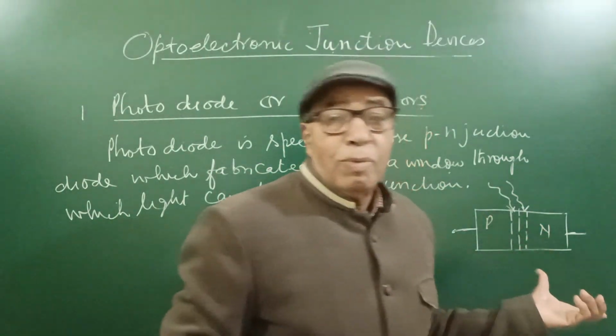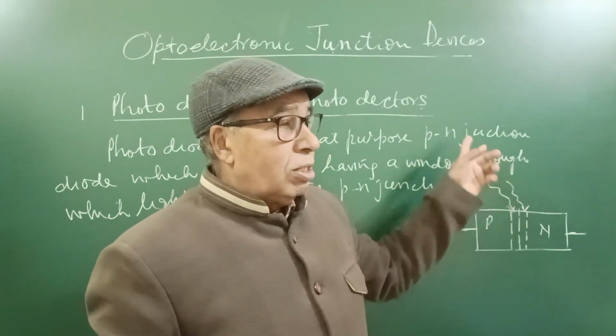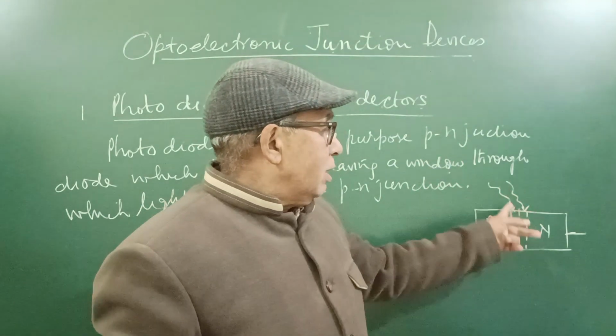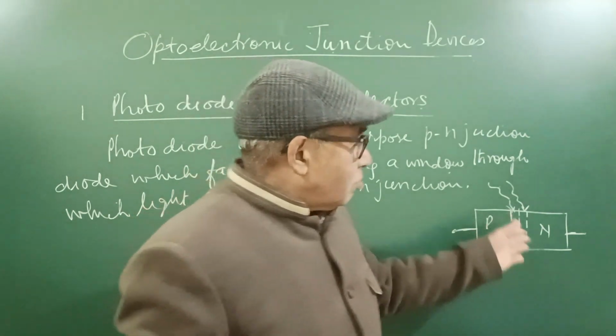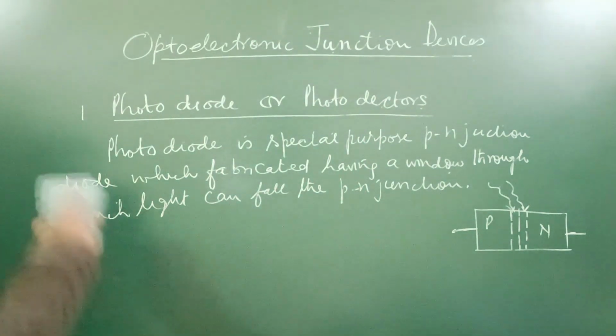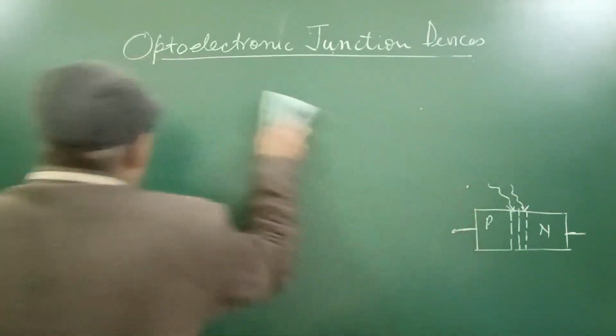Actually, its purpose is to detect the light falling on this, and if the intensity of the radiation fluctuates, then the reverse bias current will change.